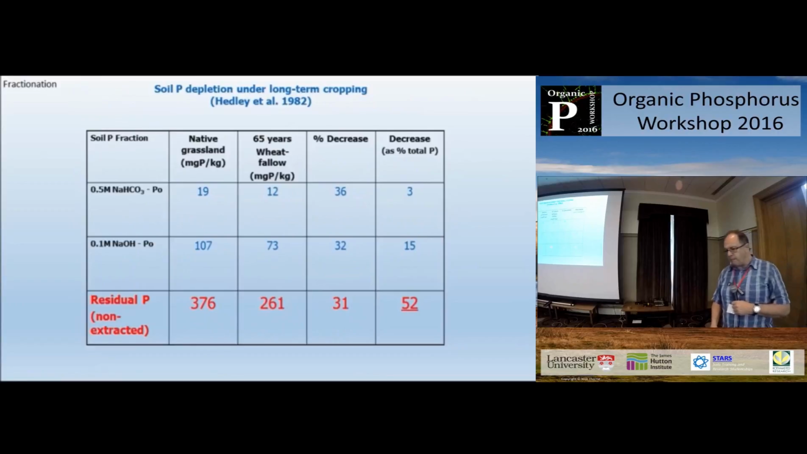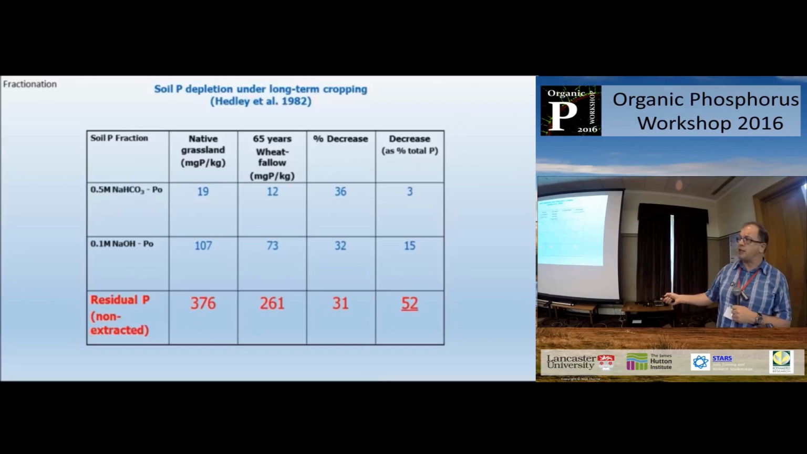But one of the cautionary notes about fractionation is that the assumption is that the harder it is to extract a phosphorus compound, or organic phosphorus, the less available it is. It works to some extent, but nobody really told plants and microbes this, because they don't really care, to be honest. And if you go back to the original Headley paper, which people quote as a method paper, it was actually a study where they looked at native grassland in Canada and 65 years of wheat fallow with no phosphorus inputs. And of course this was going to draw down a lot of phosphorus.